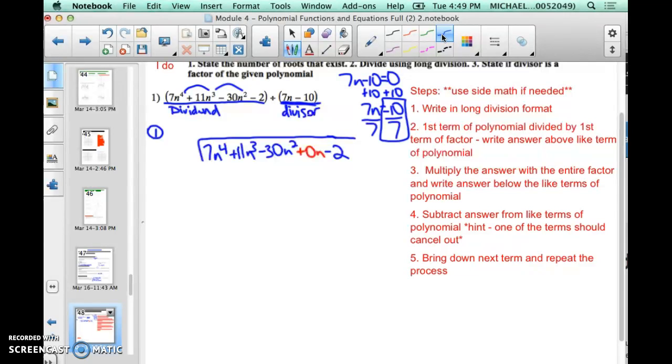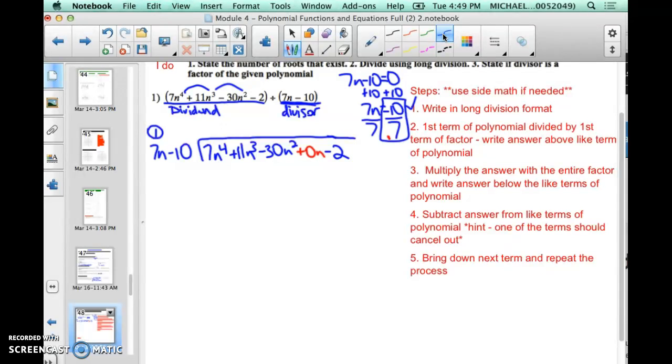All right, the divisor in this case, the factor in question, is 7n minus 10. So if I divide this out, and at the end there is no remainder, then 7n minus 10 is indeed a factor, and the solution of that factor, 10 over 7, is indeed a solution of the polynomial as well. That's what the factor and remainder theorems state. Now, I just did step 1. I wrote it in long division format.